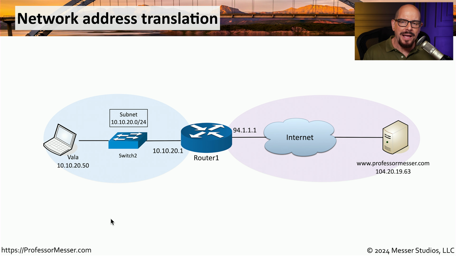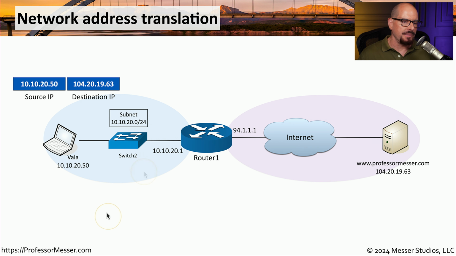So how are we able to take these private addresses, which we already know we cannot route across the internet, and somehow we are able to communicate to these internet connected sites? We are able to do this using network address translation. Let's take this example where Vala would like to communicate to the Professor Messer web server. Vala's IP address is a private IP address of 10.10.20.50, and Vala wants to communicate to a public IP address of 104.20.19.63. To follow this process, let's break these two addresses out and identify them as the source IP address of 10.10.20.50 and the destination IP address of 104.20.19.63.